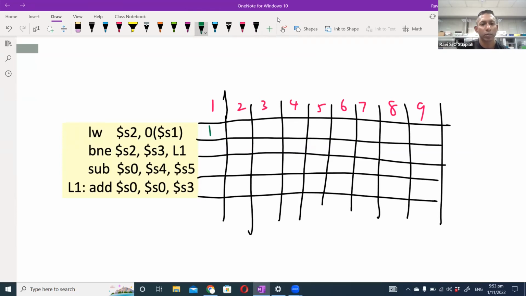Let's go through this. The first instruction, no problem: fetch, decode, execute, memory, write back. Now for the second instruction, I will fetch. There is a dependency because of S2 being updated in the earlier instruction, and we want to use S2 again in the branch comparison.